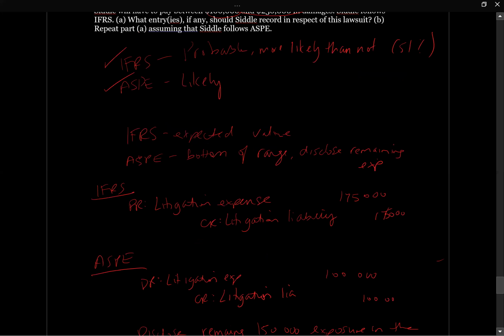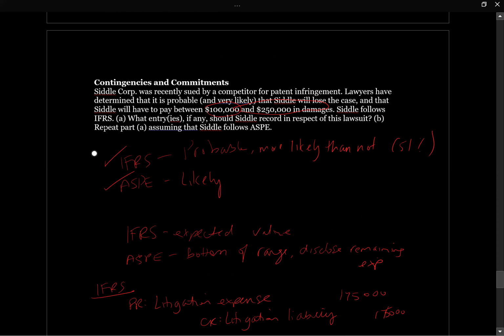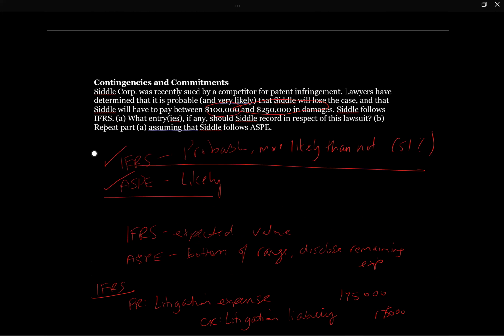So there you have it. Those are the two differences between IFRS and ASPE. First, the criteria in terms of recognizing the journal entry, both of which happen to be met in this case, but also the way that we deal with the range of values. If there's a range of outcomes, IFRS is going to take the average, or use an expected value approach. And if they're all considered equally probable, then ASPE is going to use the bottom of the range and disclose the remaining exposure in the notes to the financial statements.